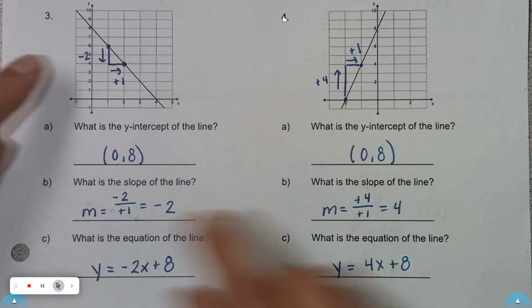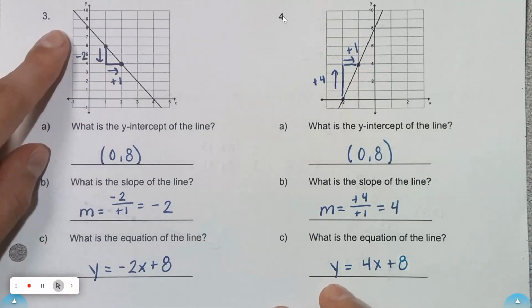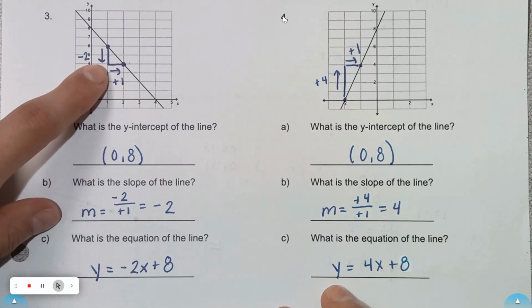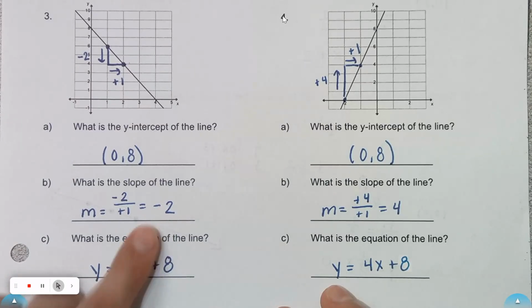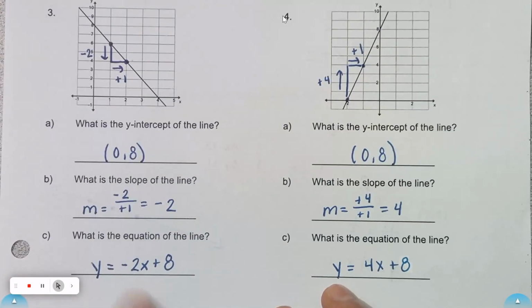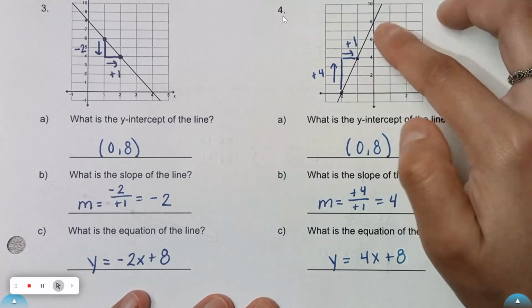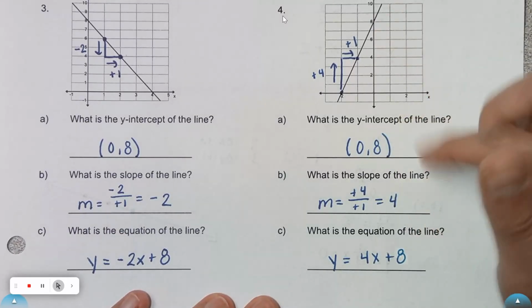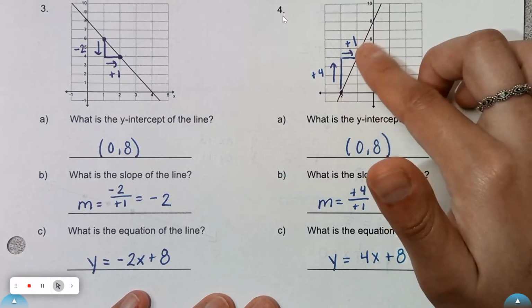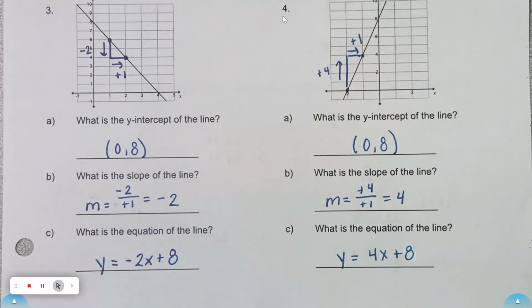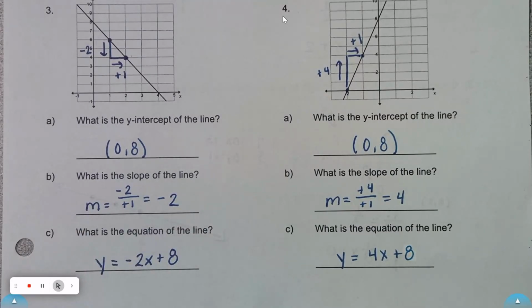So 3 is a negative slope, so just be very careful. Your y-intercept is at 0, 8. Because you're traveling down, it's negative, and so your slope ultimately is negative, and so this is my equation. Then for number 4, my y-intercept is also at 0, 8. My slope is 4, because I did 4 and then divided by 1. Then when I write those two numbers in my equation, I get 4x plus 8. So if you got that, good job. Okay, let's move on to the next page.